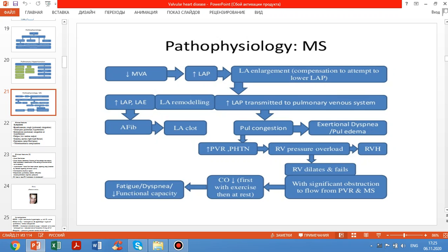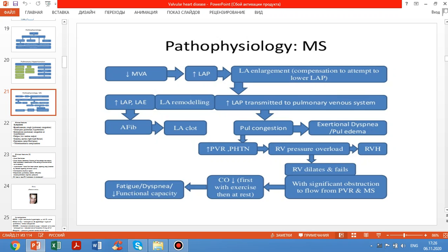which gives systemic thromboembolism. Pulmonary congestion causes exertional dyspnea and pulmonary edema. Also, pulmonary vascular resistance is increasing, with pulmonary hypertension. Right ventricular pressure overload causes right ventricular hypertrophy.